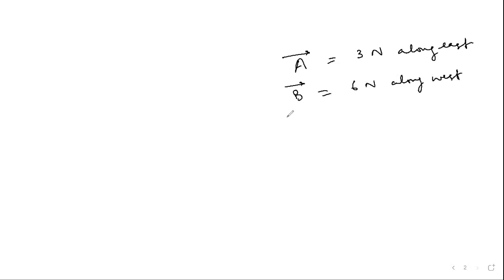Suppose I have to represent three vectors. One vector is A, it is 3 Newton along east. Another vector is B, it is 6 Newton along west. There is another vector C, which is 9 Newton along northeast.